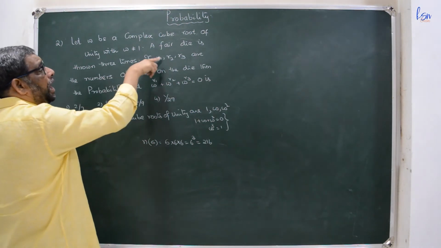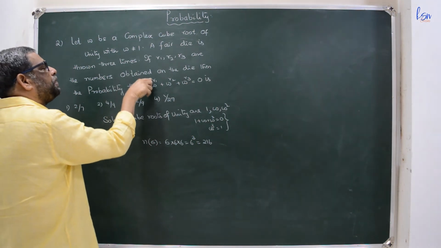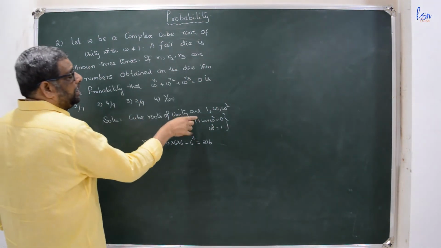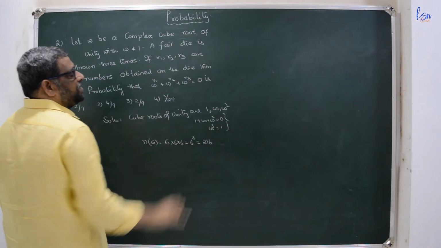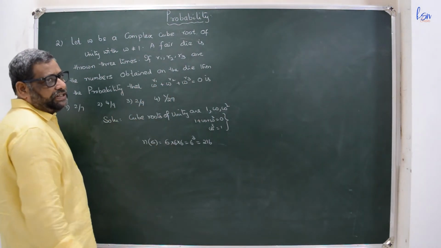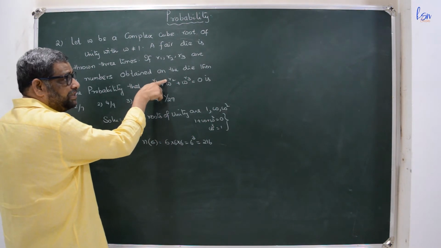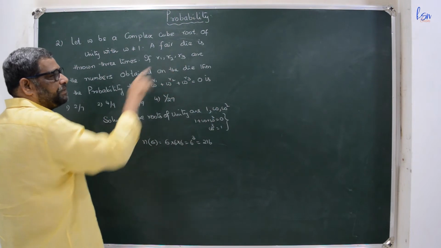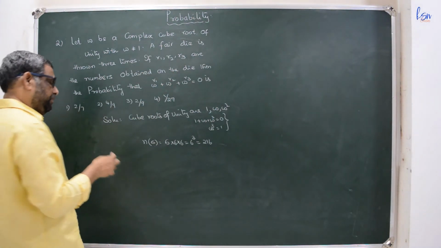Now R1, R2, R3 are the numbers obtained on the die such that omega power R1 plus omega power R2 plus omega power R3 equal 0. Here it is said that 1 plus omega plus omega square equals 0. Among these 3 numbers R1, R2 and R3, one must be a multiple of 3, one must leave the remainder 1 when divided by 3, and the other must leave the remainder 2 when divided by 3.